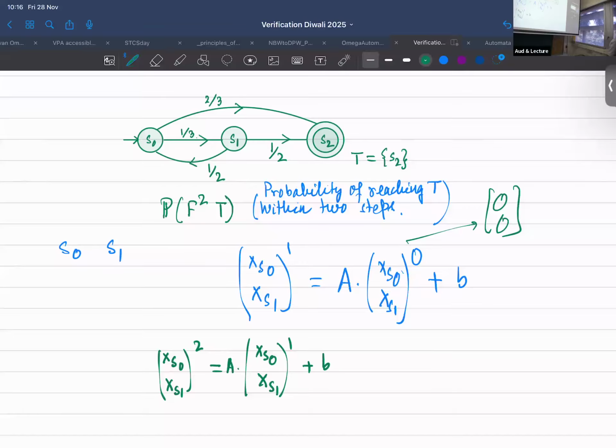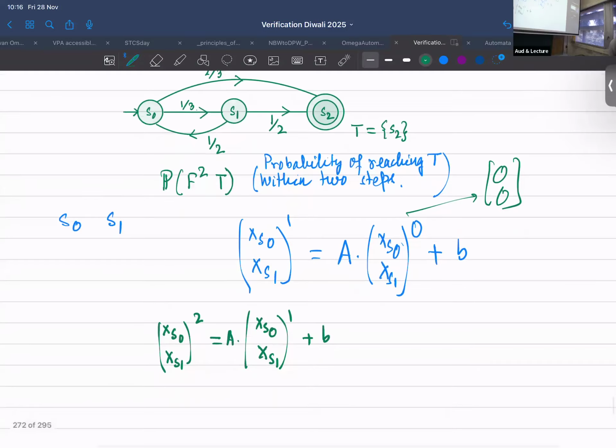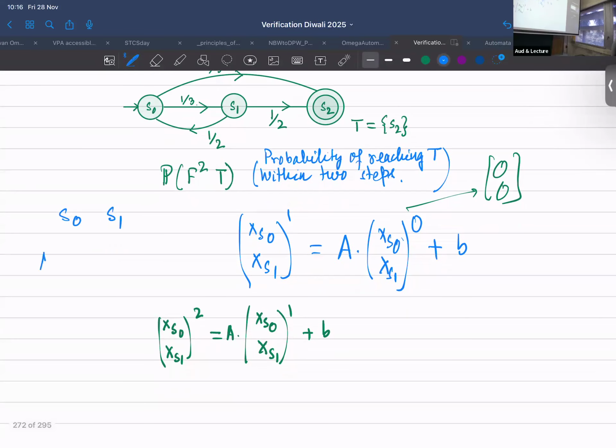So can you tell me what is the A matrix and what is the B? A is 0, 1/3, 1/2, 0 and B is 2/3 and 1/2. Okay, good. I got the other way around. I got 0, 1/3, because you put the states in a different way. So what is this?